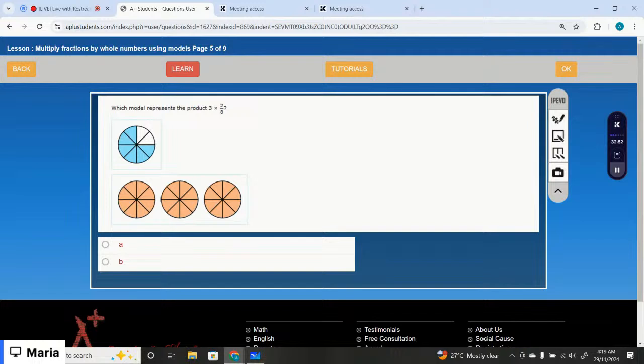Three times 2 by 8. 3 times 2 is 6. A is the correct option. 6 by 8. You can see you have 6 portions colored out of 8. So A is the correct option, right? The first one is the correct option.